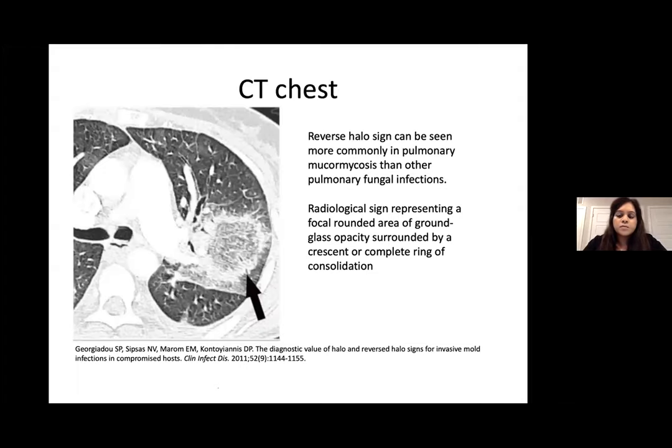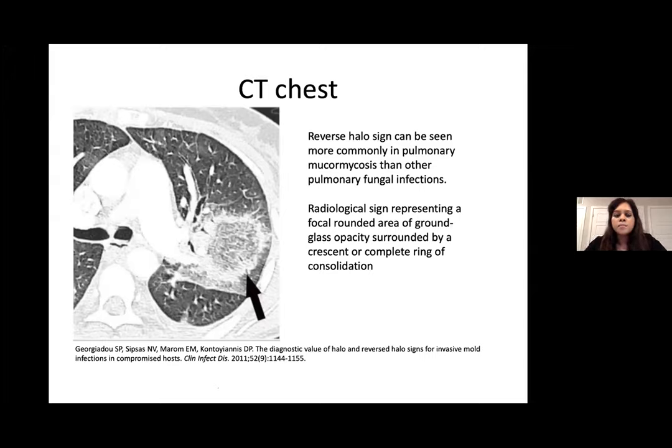And just one thing about the CT chest. Sometimes you can see this thing called a reverse halo sign. It's more commonly seen in mucormycosis over other pulmonary fungal infections. This is basically when you have a focal rounded area of ground glass opacity that is surrounded by a crescent or a complete ring of consolidation. So a little bit different than our Aspergillus pulmonary infections that we see.